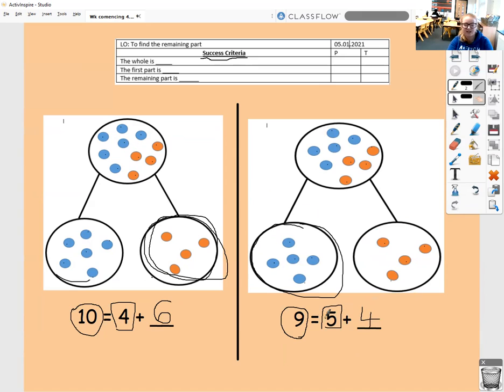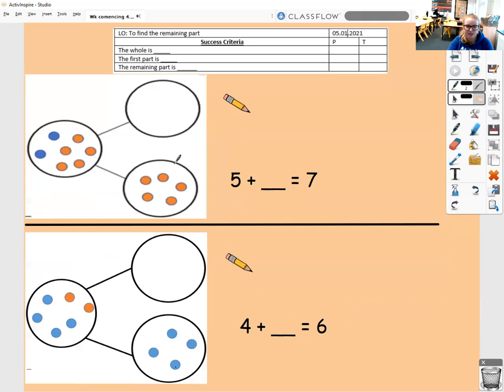Let's say our number sentence, 9 equals 5 plus 4. And let's say our part whole model with our success criteria. The whole is 9. The first part is 5. The remaining part is 4. Fantastic. Let's have a go at this one together.